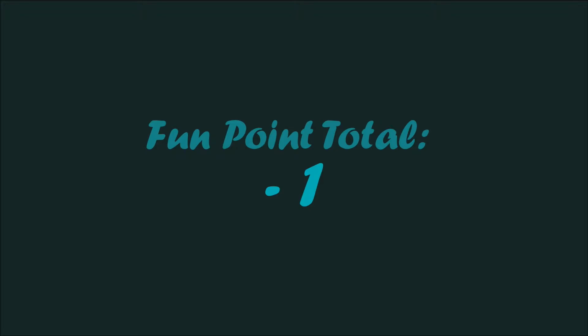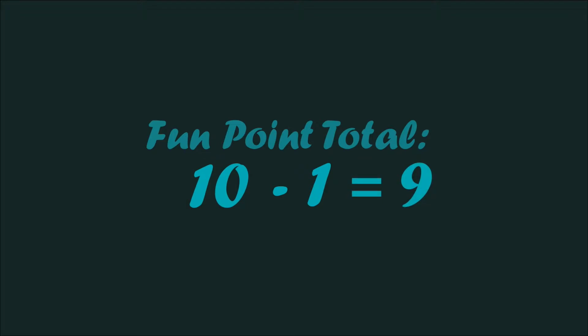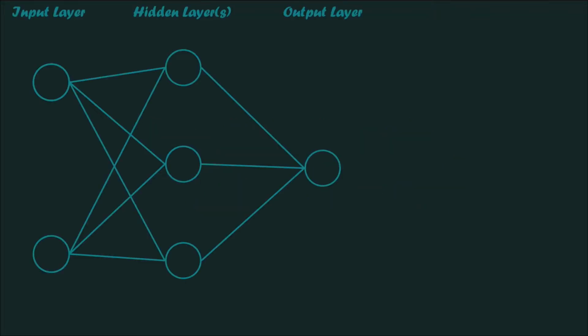But you have a bias for the party, and you might really want to go, so you give it a starting fun point total of 10. Or you might really not want to go, and you might give it a starting fun point total of negative 10, making it harder for the party to have a positive fun point total. Whether you realize it or not, we just constructed a simple neural network.